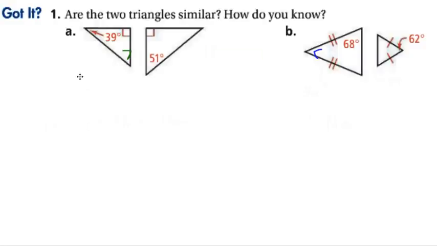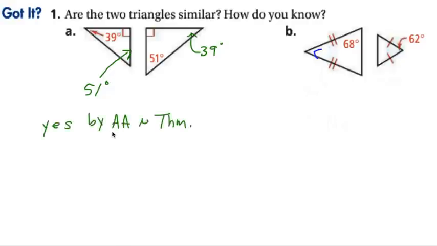All right, on letter A here, let's start off with this one. And we know that this angle down here is 51. If we add 39 and 90 and subtract from 180, we get 51 is left. And the same thing over here, 39 is left. So we actually have all of the angles congruent there. So this one is definitely similar by the angle-angle similarity postulate or theorem.